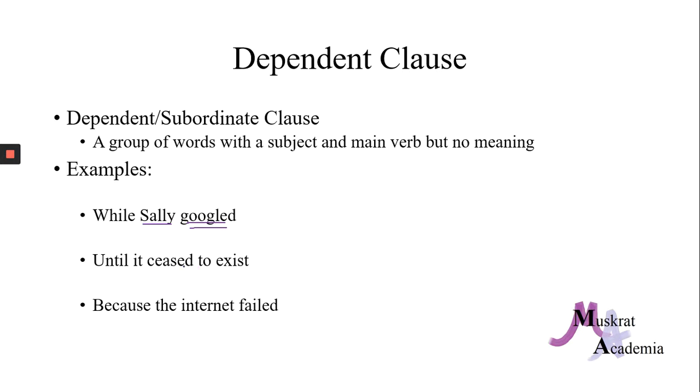Until it ceased to exist. Well, no prepositional phrases, but we have to exist again. Ceased is our verb and it is our subject. Until it ceased to exist. Well, this also doesn't have meaning because something was happening up until the point it ceased to exist. Thus, this is a dependent clause and not independent. Because the internet failed. What failed? The internet did. What happened because the internet failed? Well, a lot of horrible things will happen, but we're not told what that was. Thus, this is another dependent clause.